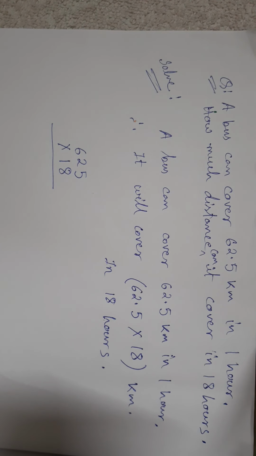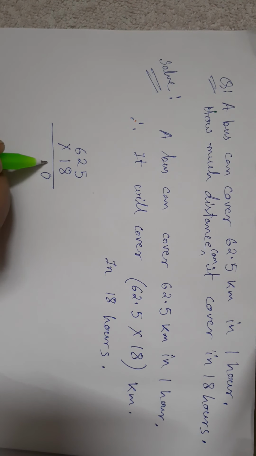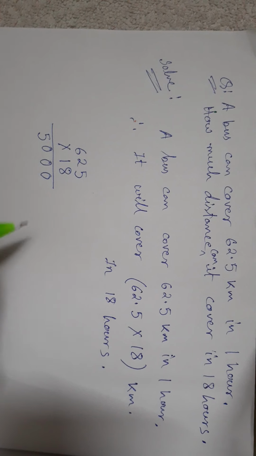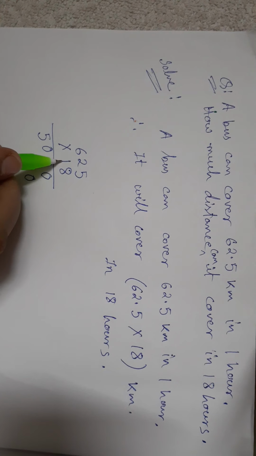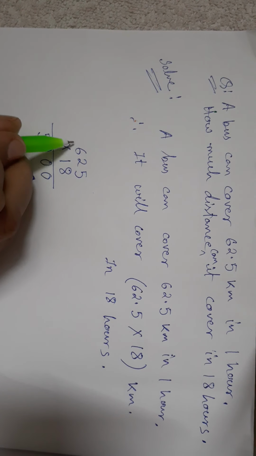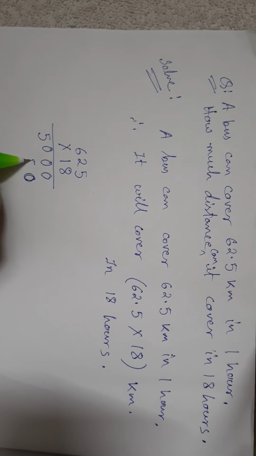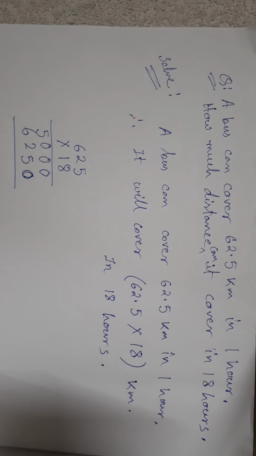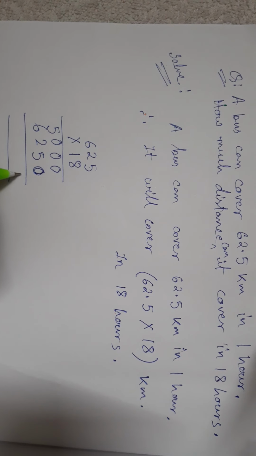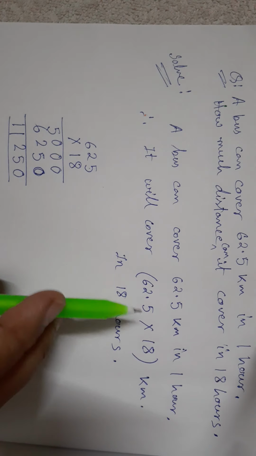625 when we multiply with 18, first we will multiply it with 8, and we will get 5000. And again we will multiply 625 by 1. We'll put a 0 over here, then we'll put the product of 625 and 1, and it will be 625. That means ultimately we are adding these two to get our answer. So it will be 11250. Now we have to consider the decimal points also.